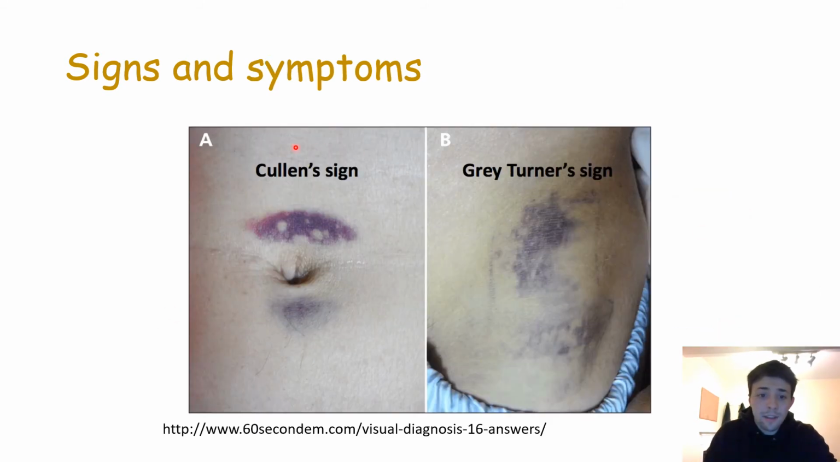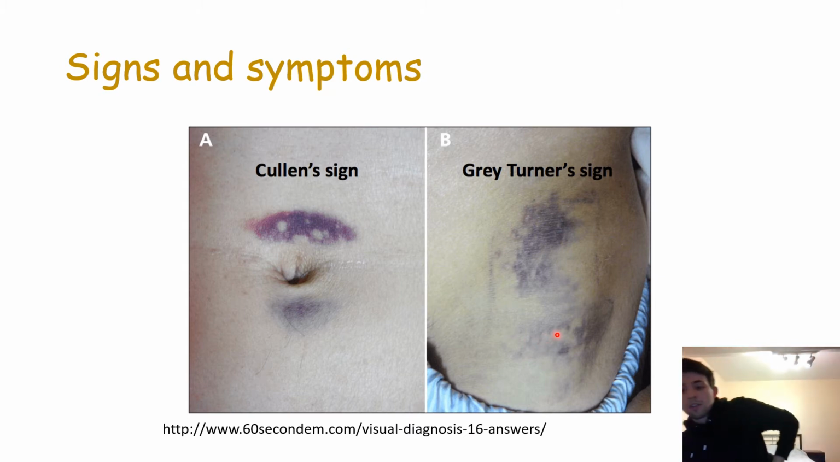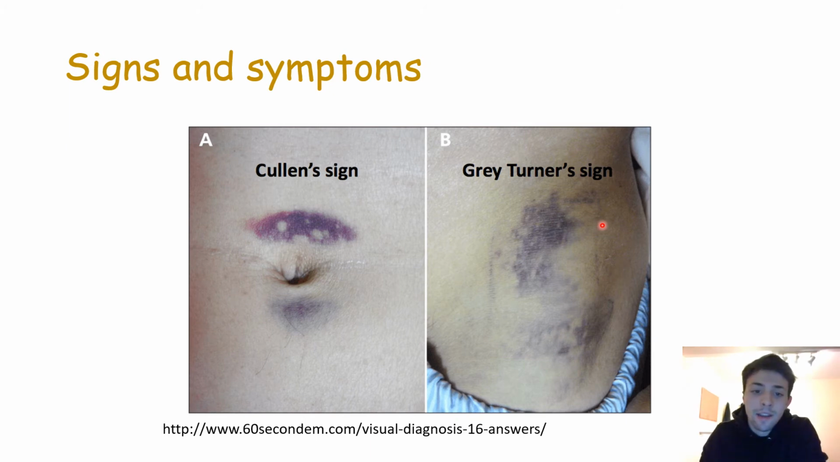And they look like this. So Cullen sign is this bruise near the belly button. And Gray-Turner sign is this massive bruise near the flank area. So this is more on the side of the patients. And from what I read, this means that there's been a retroperitoneal bleed.